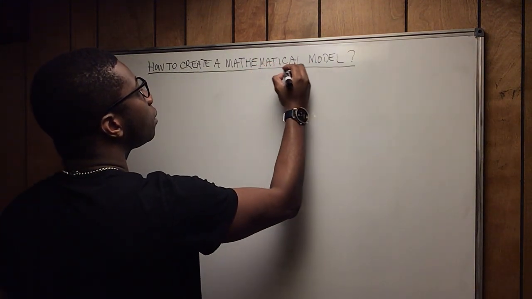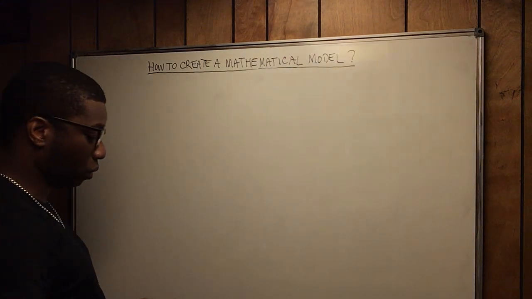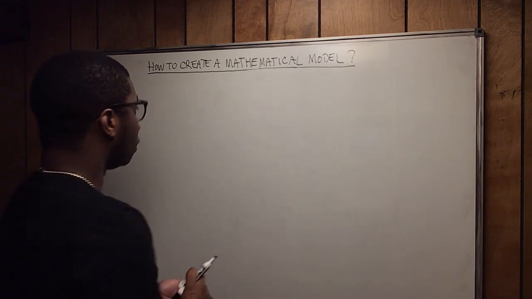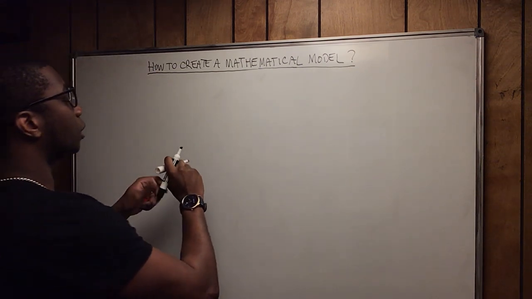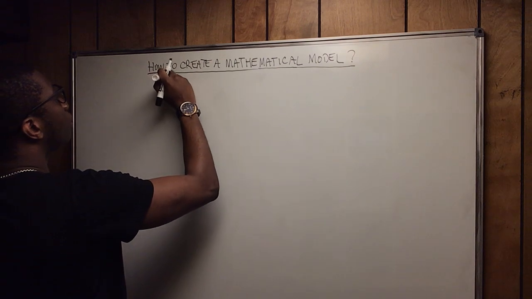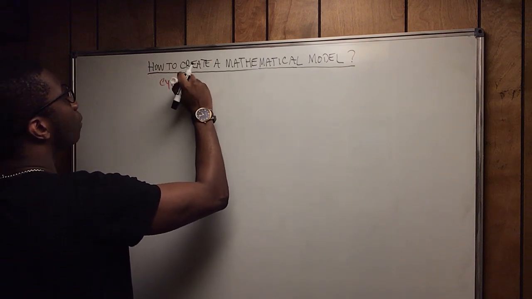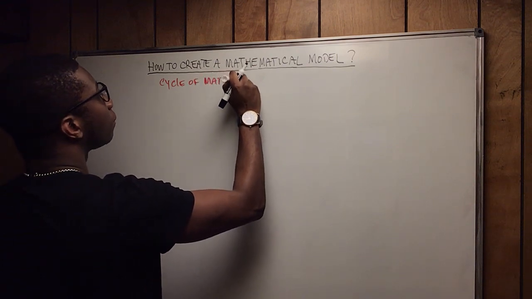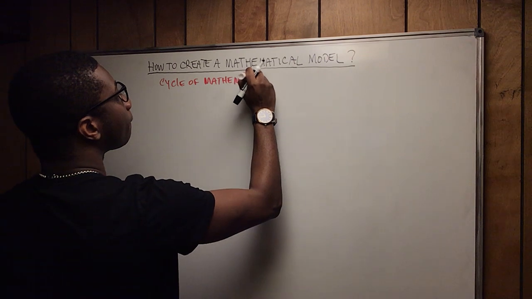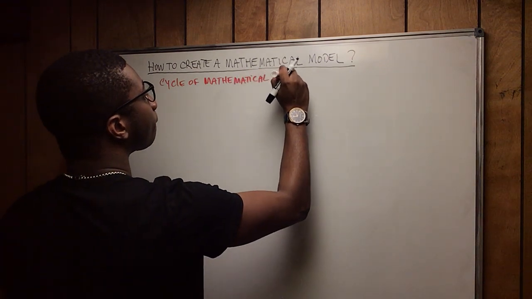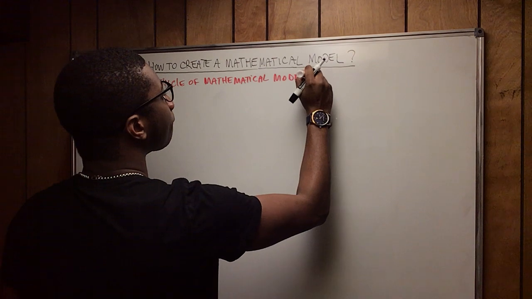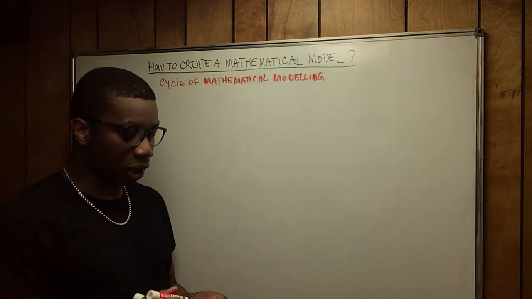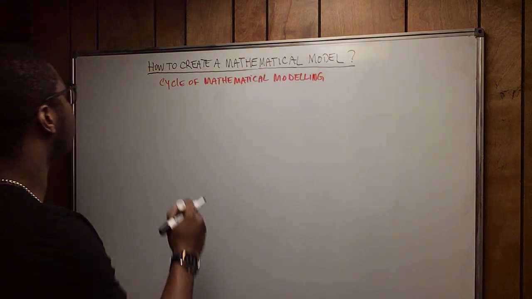Okay, so here we are going to deal with the cycle of mathematical modeling. So the cycle of mathematical modeling is based on 7 steps.